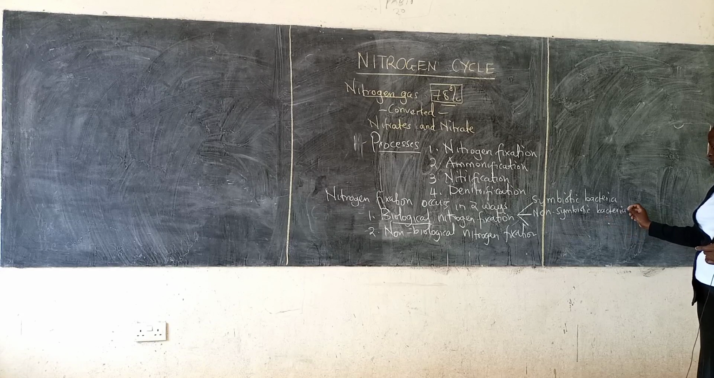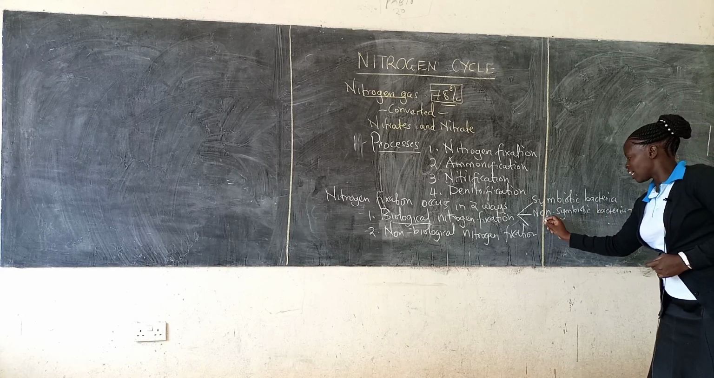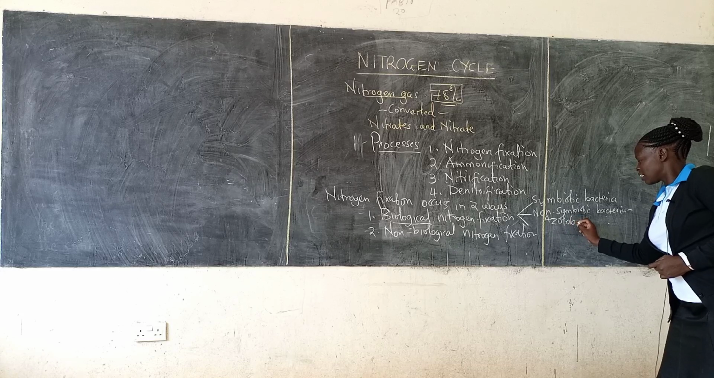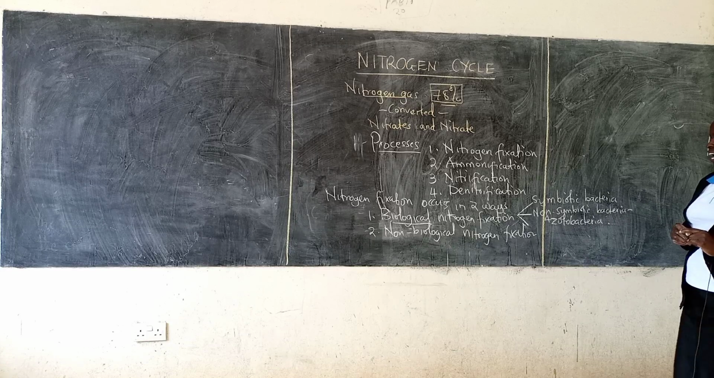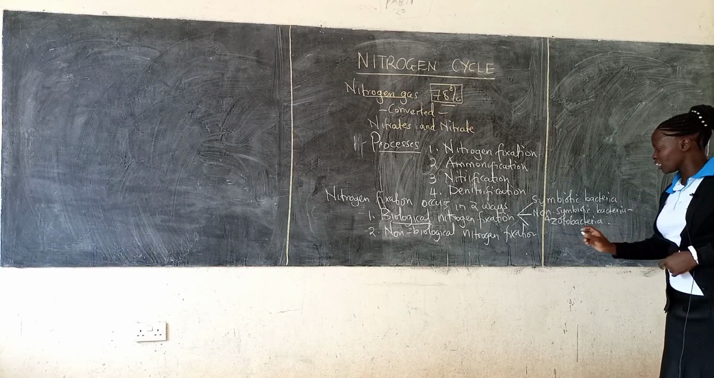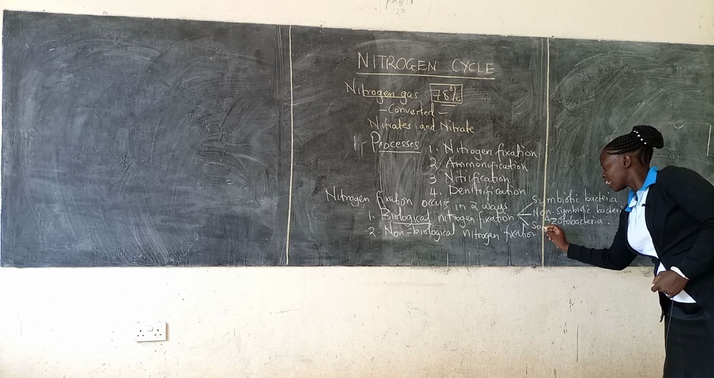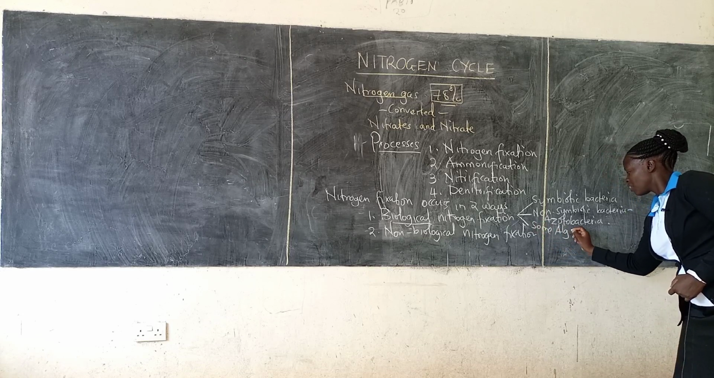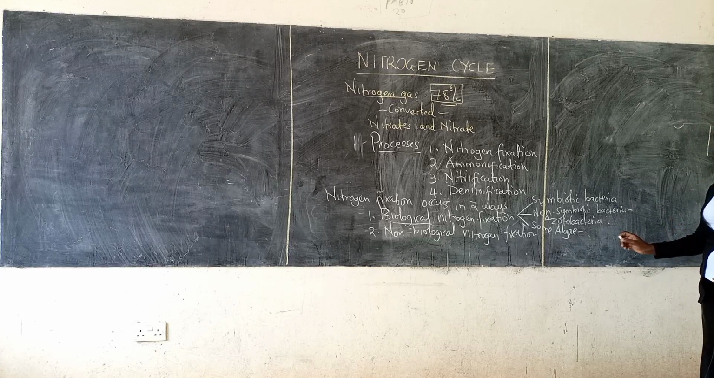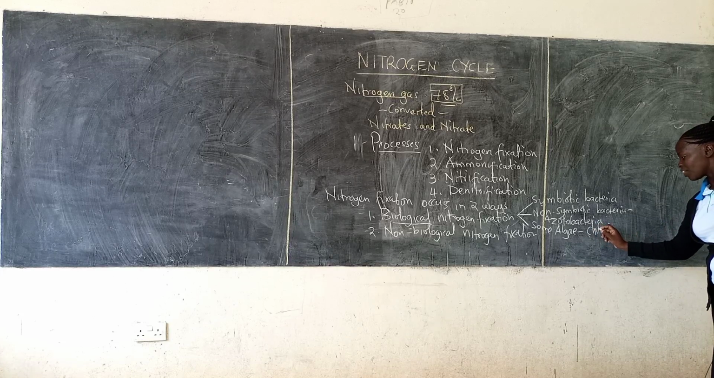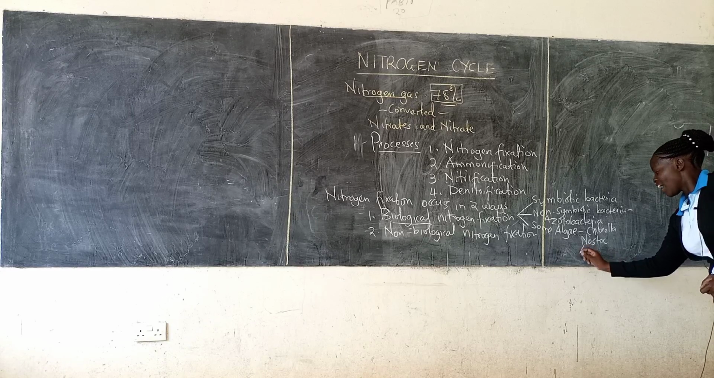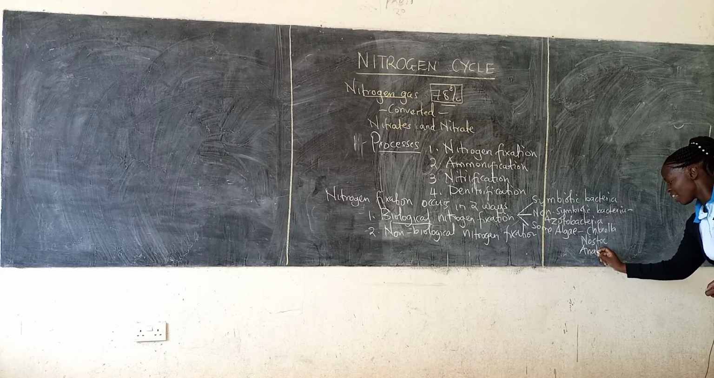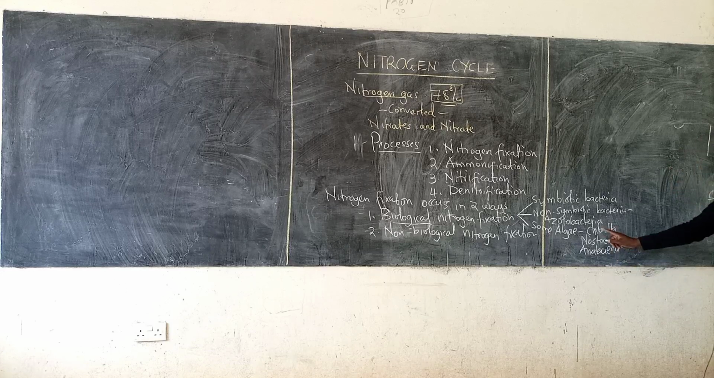This category of bacteria involves the Azotobacter. Here is where we have the free living bacteria. The third class, which is still under biological fixation, is done by a group of algae. Examples of the algae here include chlorella, nostoc, and anabaena. So these are classes of algae.